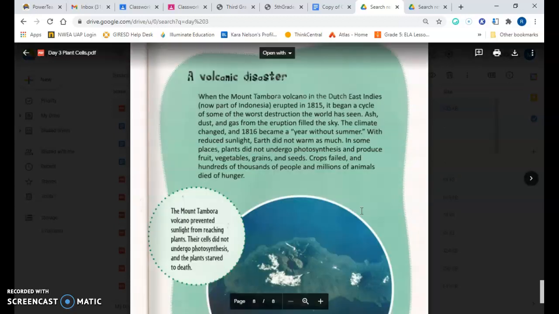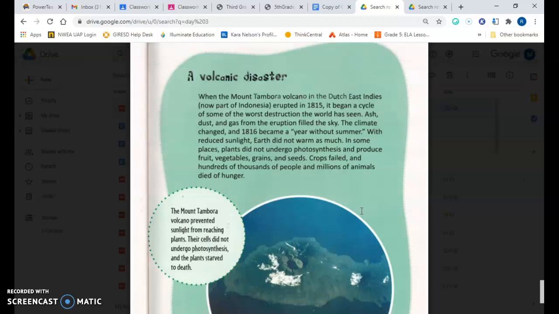So then there's my last question. Why were plants affected by the volcanic eruption in 1815? Why were they affected?